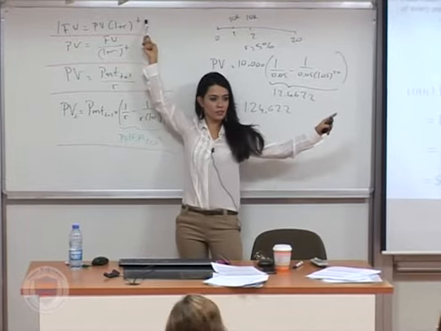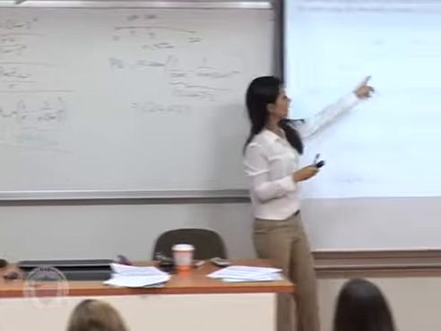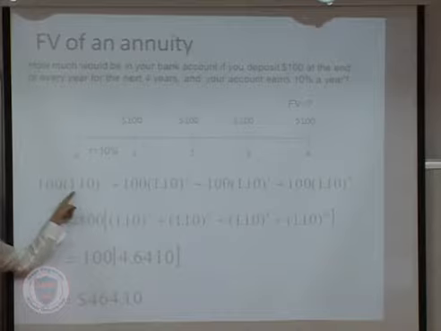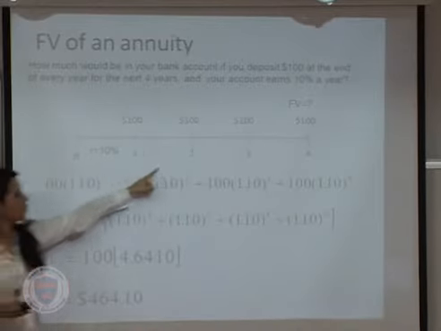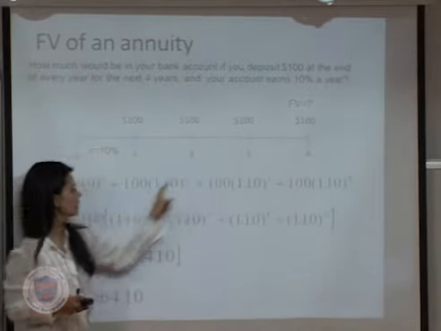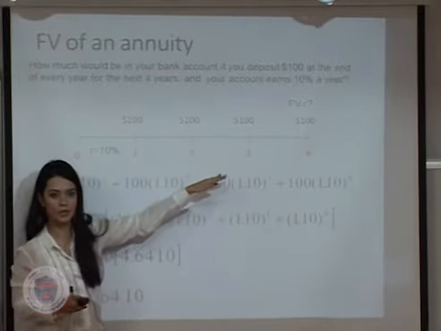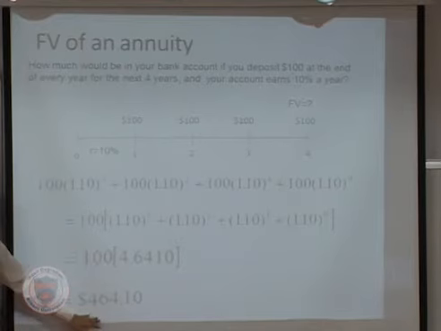Any questions here? So for this one, you're taking it 3 periods ahead, so you do 100 times 1 plus r to the power t. For this one, you're taking it 2 periods ahead, so you're multiplying 100 with 1 plus r to the power 2, and so on. You add them up, you find the answer.